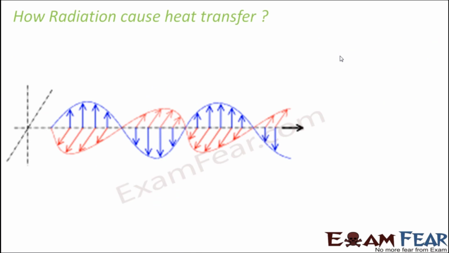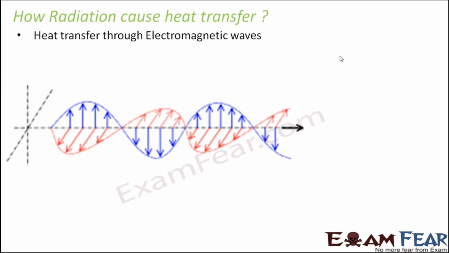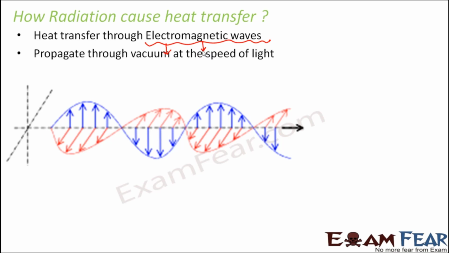Now, as I said, how exactly does radiation cause heat transfer? It transfers through electromagnetic waves. The name itself tells that it involves both electric field as well as magnetic field. It propagates through vacuum at the speed of light, as I said, because both of these are properties of electromagnetic waves, that they can travel through vacuum, they can travel at the speed of light, that is 3 into 10 to the power 8 meter per second.